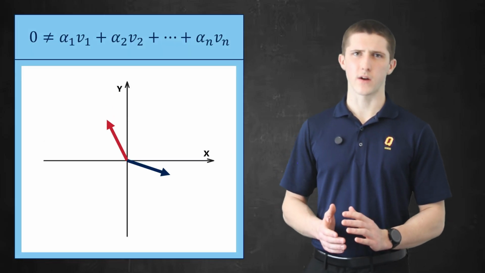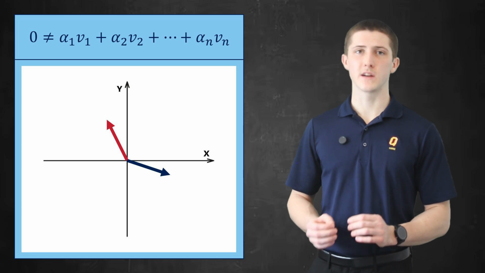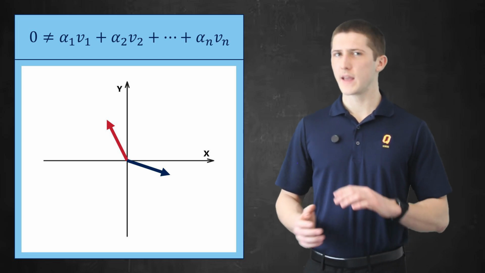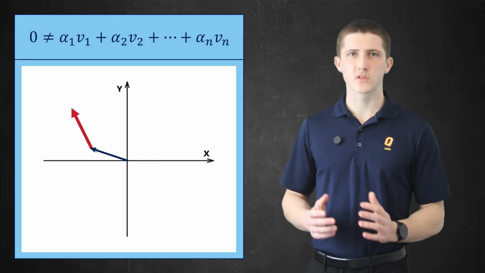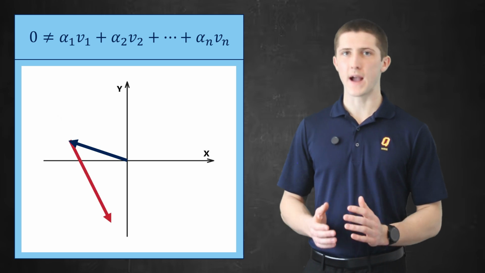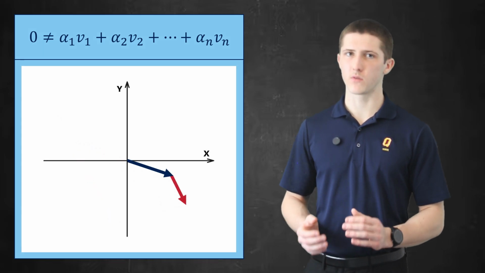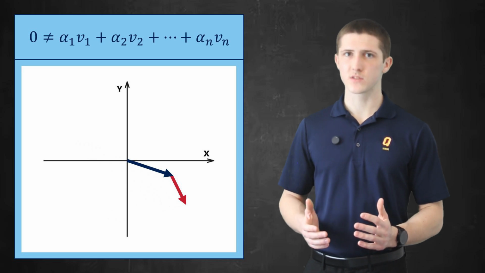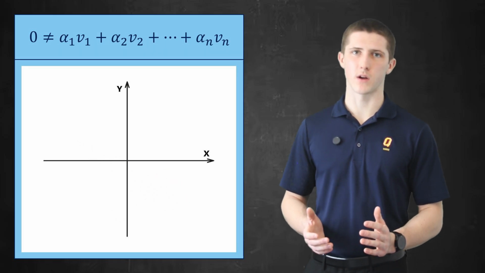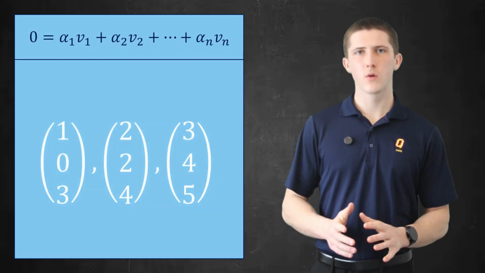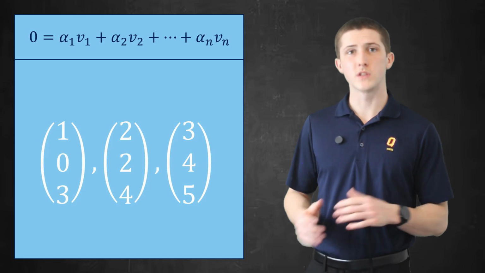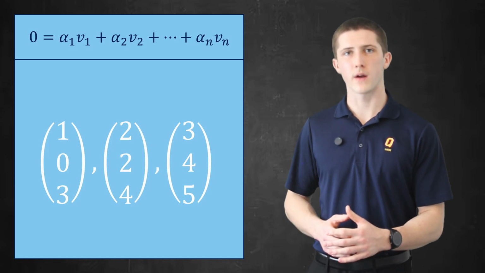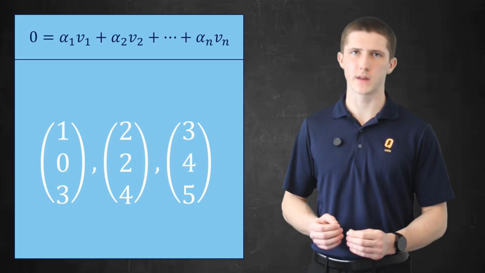Trying this on the contrary, if we have a set of vectors that is linearly independent, it doesn't matter how we add or scale the vectors, we can't get back to the origin, as we don't have any real solutions. Except, of course, for that trivial case, where we multiply each vector by 0. So, is the set of vectors (1, 0, 3), (2, 2, 4), and (3, 4, 5) linearly dependent?